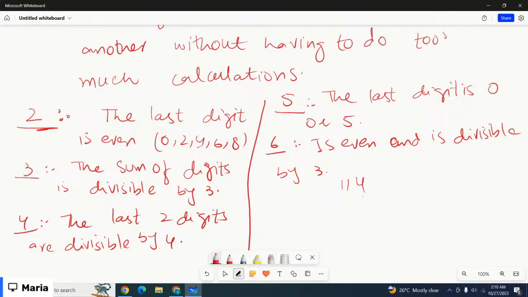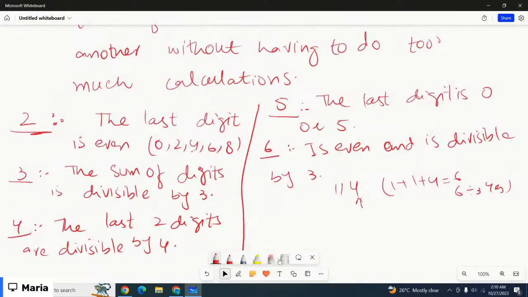For example, you have 114. You have 4 here, right? That means 114 is even. Now let's just add the digits: 1 plus 1 plus 4 is 6, and 6 is divisible by 3. Yes, you can see both tests for 2 and 3 are satisfied. So yes, that means 114 is divisible by 6. The correct option is 6. So the divisibility rule for 6 is even and divisible by 3, right?